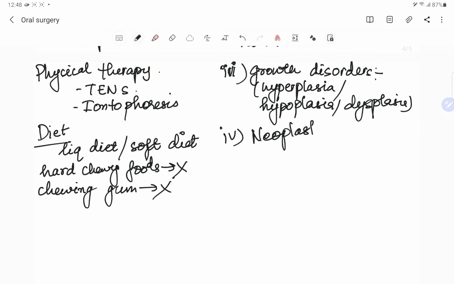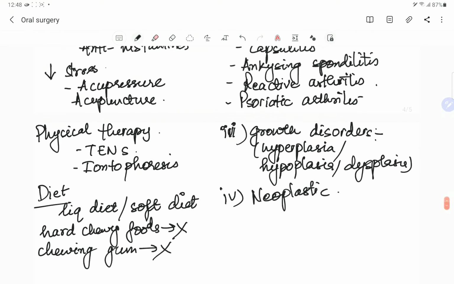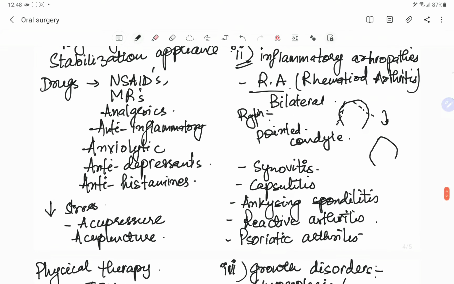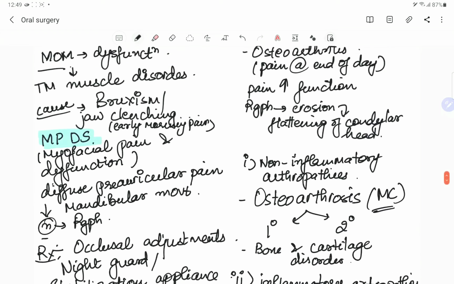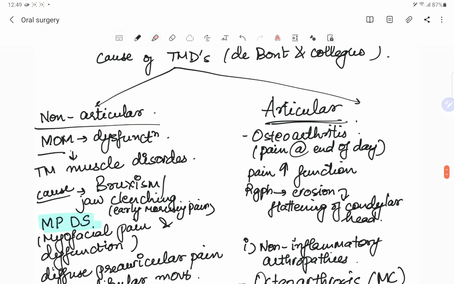So, this is the classification which we have covered. In that we have covered the non-articular, which involves the surrounding musculature, surrounding muscles, the most common being the muscles of mastication. In that we have covered the myofascial pain and dysfunction syndrome, and we have also covered the articular one. So, the non-articular and the articular. Articular is when the joint is involved, when there is a disorder within the joint. The osteoarthritis, osteoarthrosis. Osteoarthrosis is the most common one.